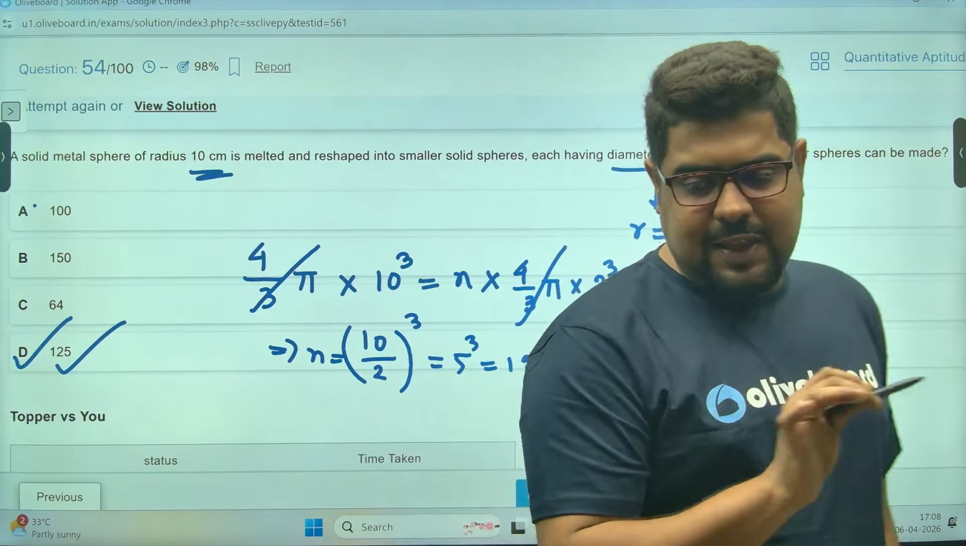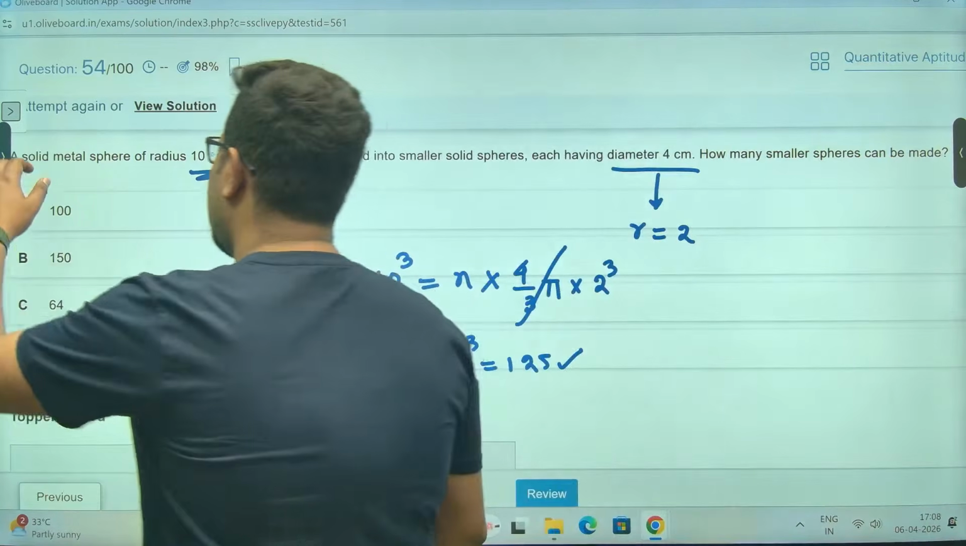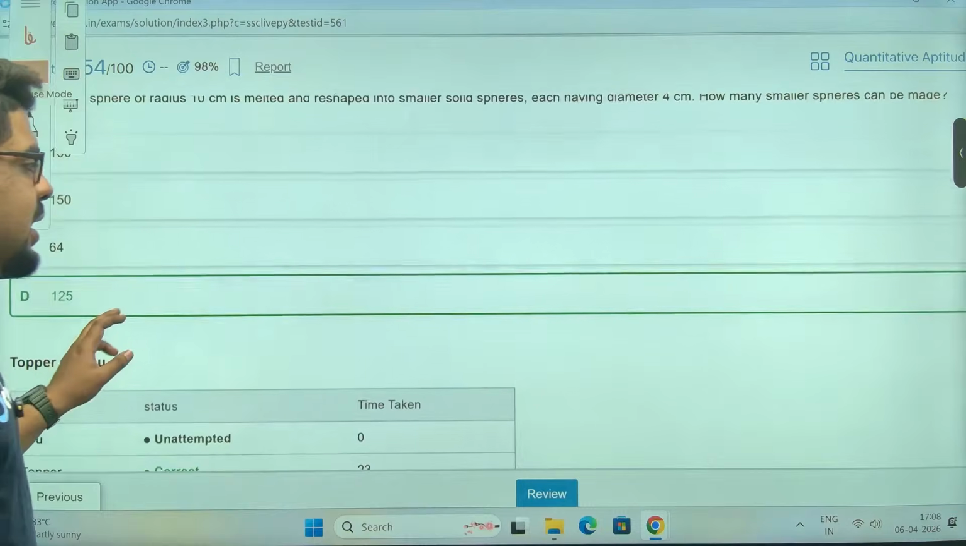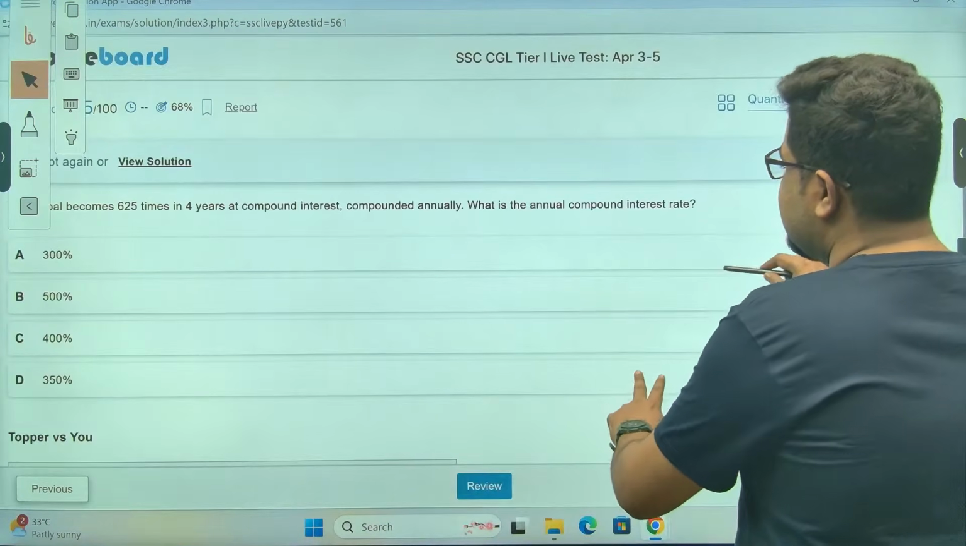Again, a very simple question. Clear, everyone? You see, not difficult at all. Not difficult at all, sir. Very simple way to solve it.